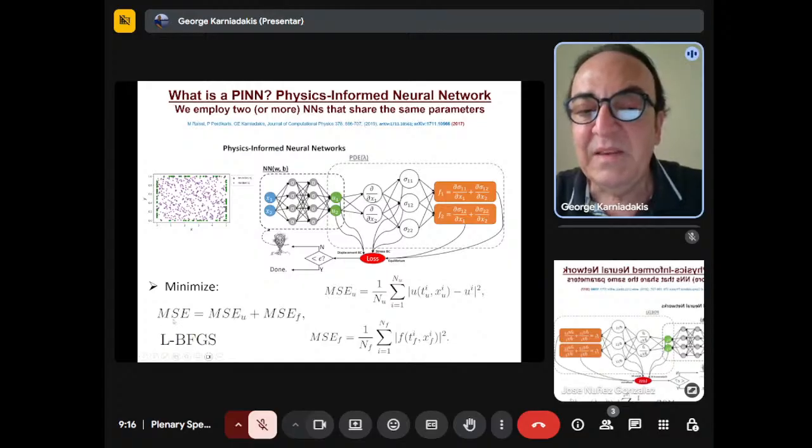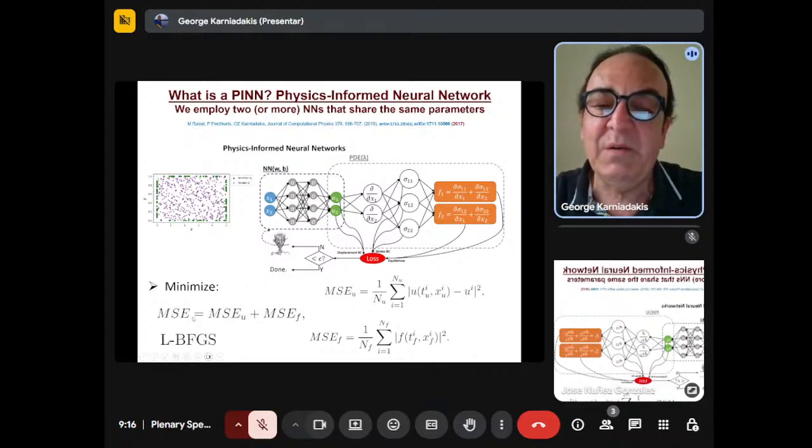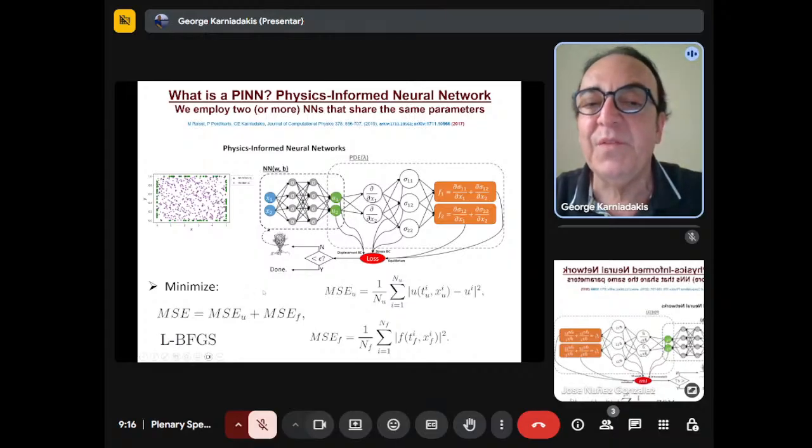When we formulate this final or total mean square error, which is called the loss function, then we use one of the standard optimizers to minimize the mean square error, to find the minimum of the loss function.